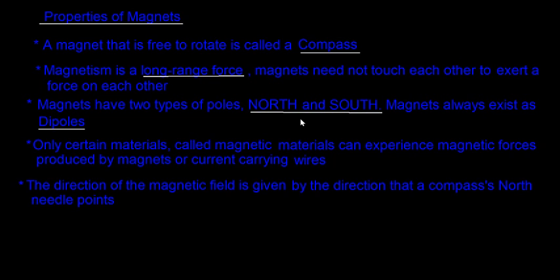These are important because we know that two magnets will attract each other if their unlike poles face each other, and two magnets will repel each other if like poles face each other. And not all materials experience magnetic forces of repulsion or attraction. Only some materials, which are referred to as magnetic materials, can experience magnetic forces. And the direction of the magnetic field or the magnetic force is given by the direction of the compass's north needle.